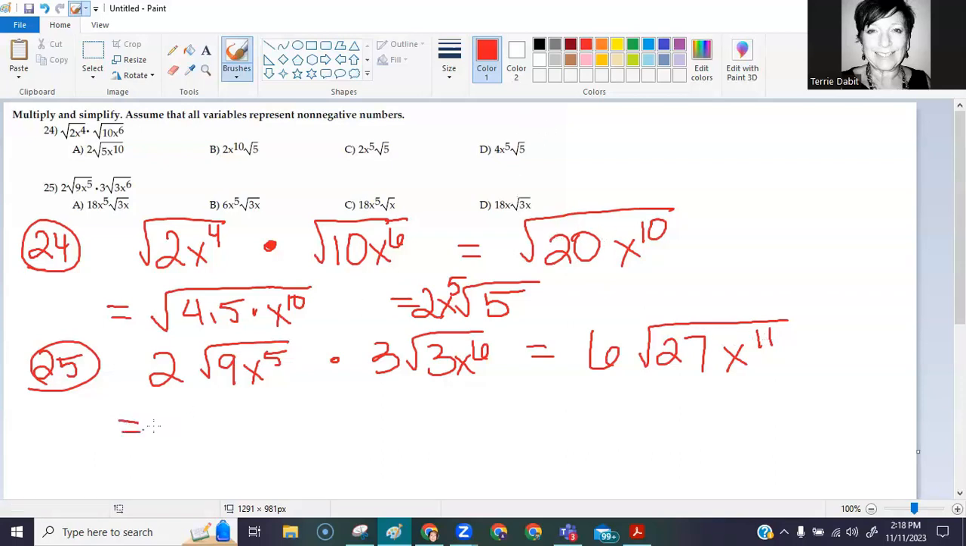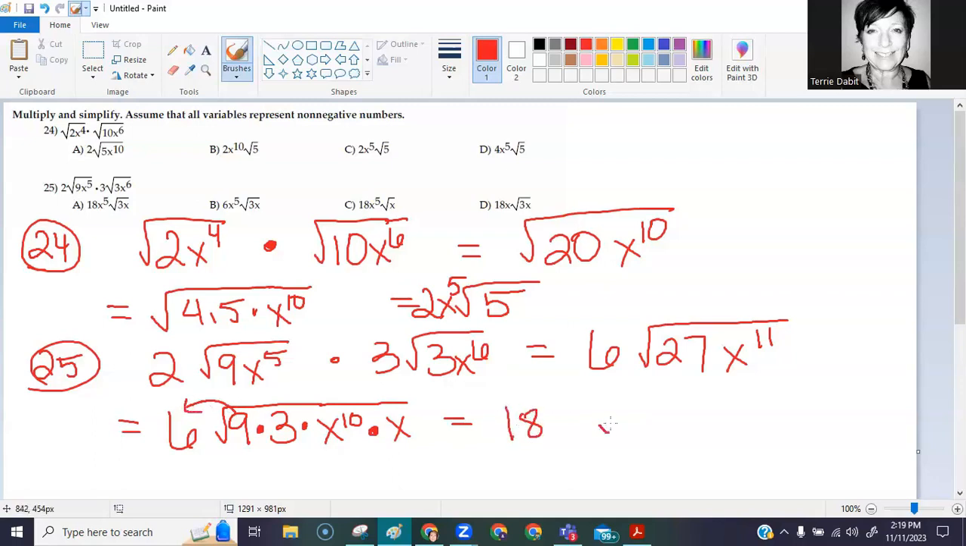Okay, let's see if we can simplify. Yes, I can. 27 will be 9 times 3, and then we can't have an odd power, so I'm going to go down 1 to x to the 10th, and then keep the extra x on the outside. And so I could pull out a square root of 9, which is 3. That gives me 18 on the outside.